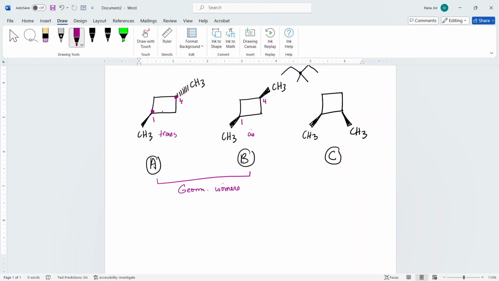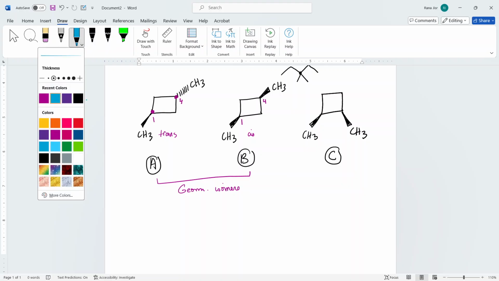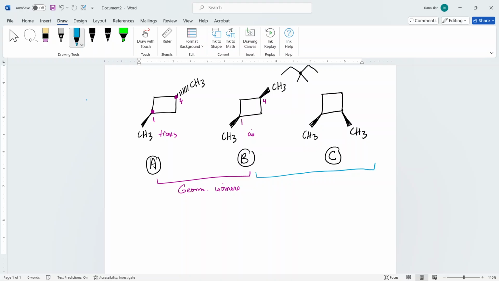What's the relationship between B and C? Now for B and C, the connectivity is different. See, the CH3s are on carbons 1 and 2 versus 1 and 4. So these two are not geometrical isomers. Because the connectivity is different, we call them structural isomers. Okay, so pay attention to that.